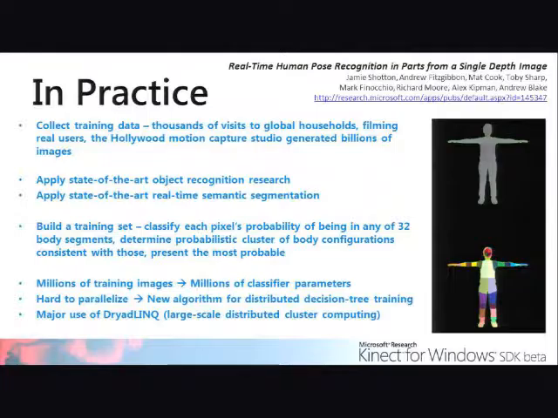In practice, let me jump up a little bit more abstractly. To make this work beyond the core algorithm, we had to collect thousands of hours of video of real human beings doing real crazy stuff in their living rooms. This generated billions of images. We used Hollywood motion capture technology. We went around the world because you can't trust one demographic in one locale to be general enough. And so this was an amazing data collection exercise. And all of that data needed to be stored and processed, just like Craig was talking about at the very first part of his presentation today.